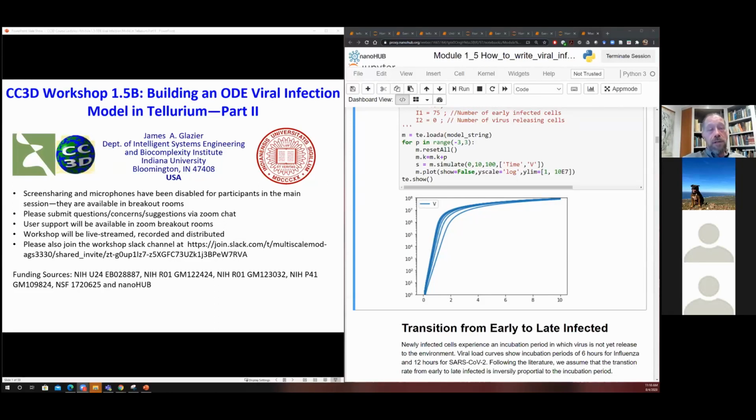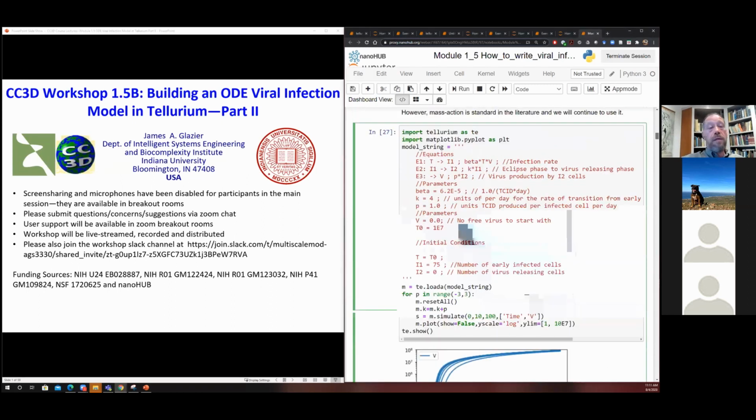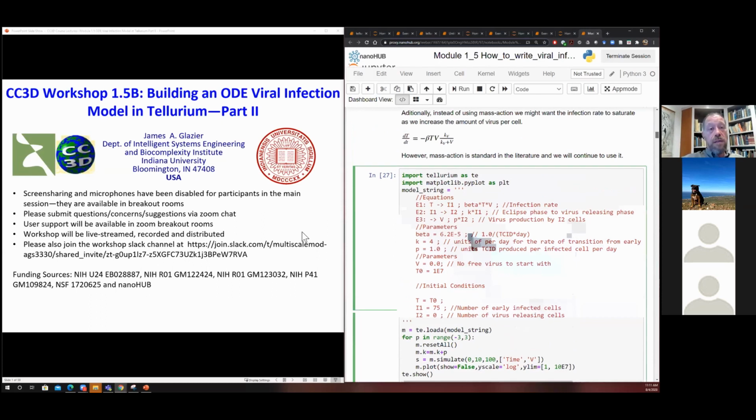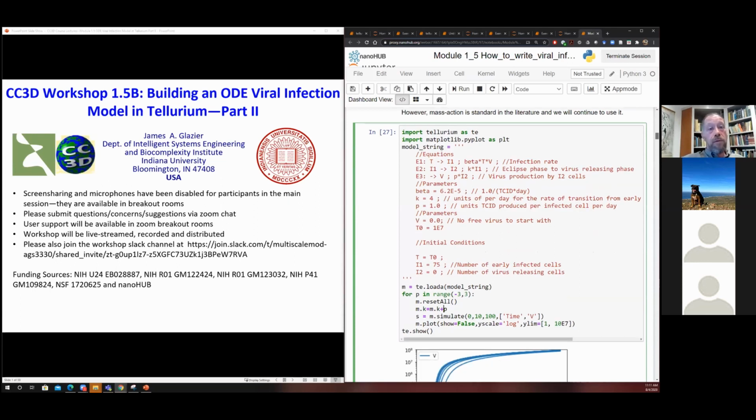I'm going to continue with the module that we were working on yesterday, which was discussing how to build an ODE model of viral infection and immune clearance using Tellurium. And last time we had launched Tellurium on NanoHub, and we had begun working with the Tellurium code. And I want quickly to remind you again of what we did yesterday.